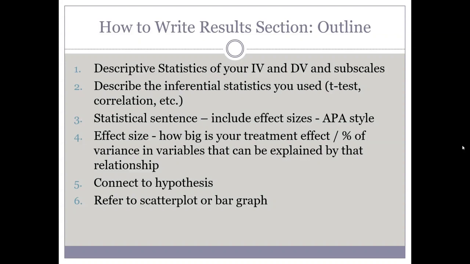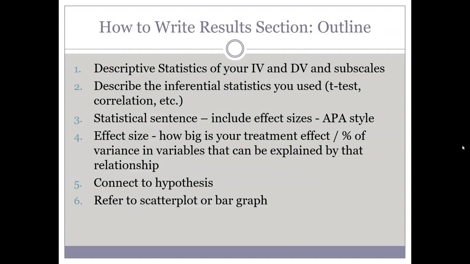You'll also have to write everything out, so you'll have a statistical write-up of your inferential statistics, and these should include effect sizes because we're doing this in APA format. For your effect size, this is basically how big your treatment effect is, but also like the percent of variance in the variables that can be explained by that relationship.